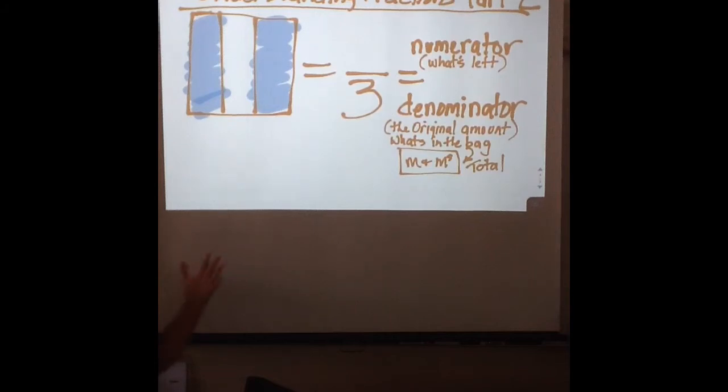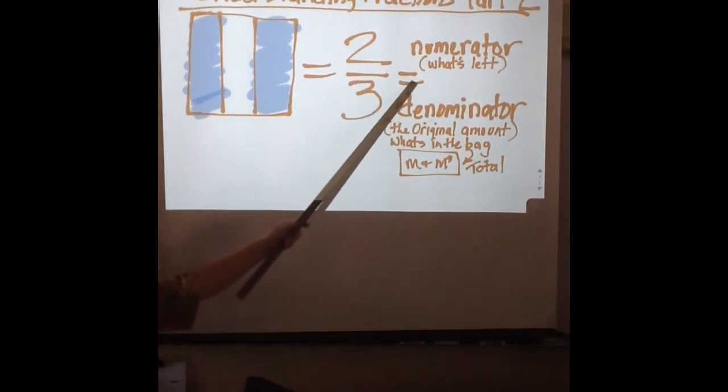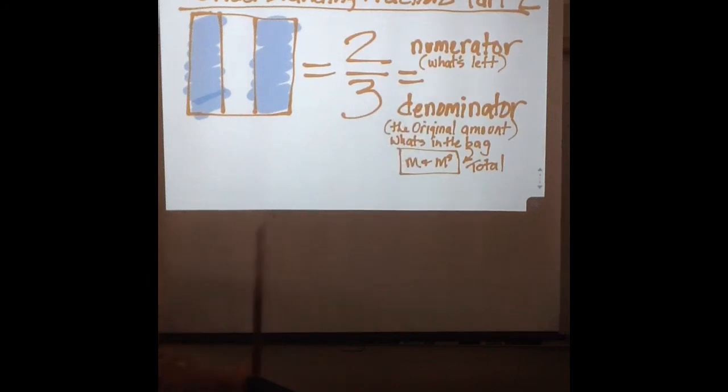Okay, what's our next thing that we say? How many pieces are shaded? 2. The 2 goes on the top, because that's telling us what we have left. The numerator is what we have left. Okay? And we have 2 left of the 3.